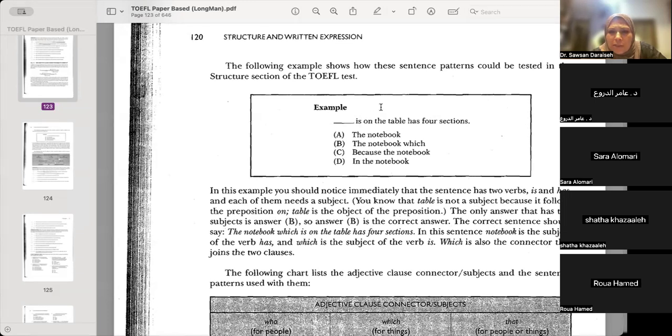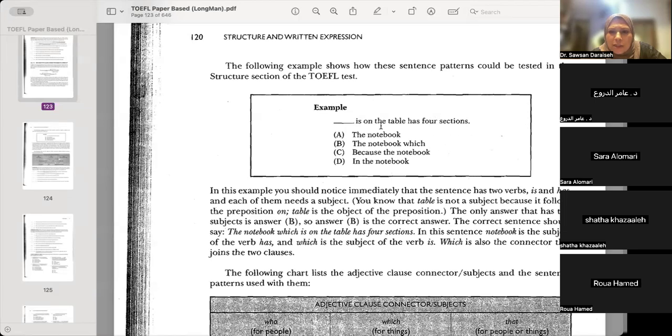Of course, the table here is not a subject, because it follows the preposition on. So table here is not a subject because it follows on. This is part of the prepositional phrase, just to let you know. All right, so the subject should be somewhere here.